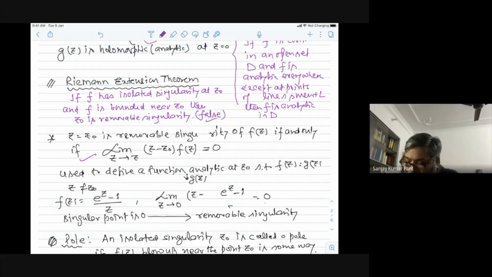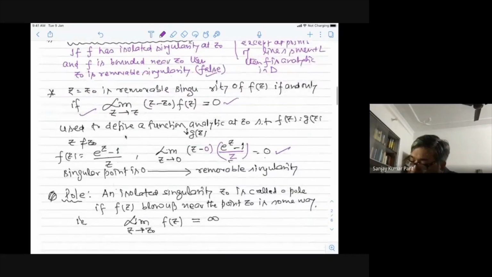So anyway, for example, I demonstrated f(z) equal to (e^z minus 1) upon z. So z equal to 0 is an isolated singularity, and the limit as z goes to 0 of (z minus 0) times (e^z minus 1) upon z is 0. So conforming to this property, if and only if, it means z equal to 0 is a removable singularity.